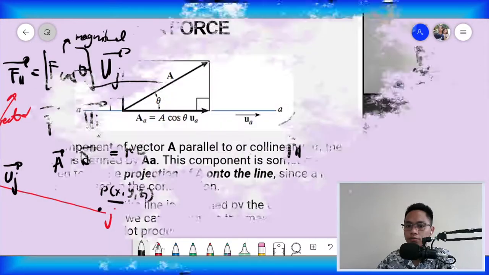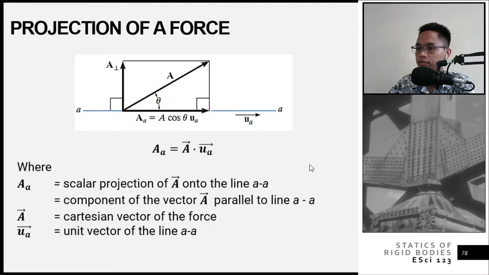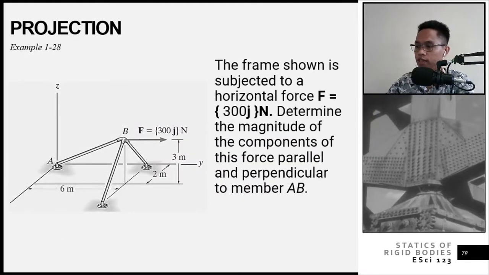Okay, so let's proceed with our example for better understanding. So this is the formula. F parallel is the scalar projection of vector F onto the line, that is the component of the vector F parallel to the line. Vector F is the given force, and U is the unit vector of the given line. Okay, so let's try this example.